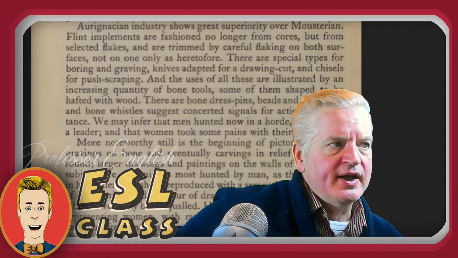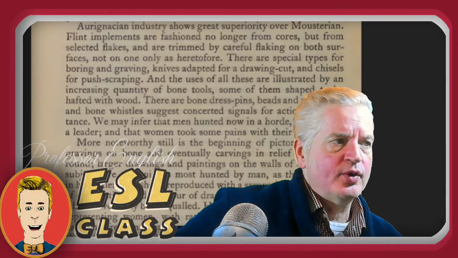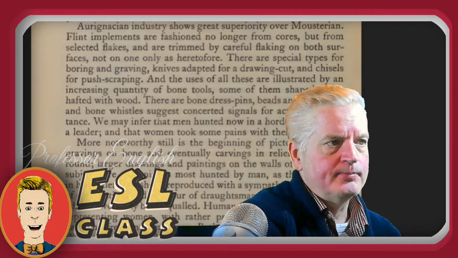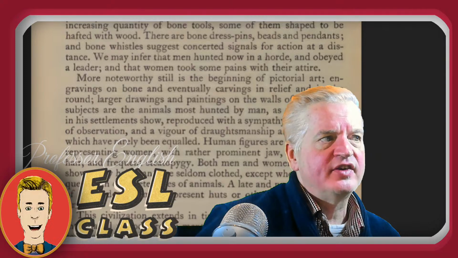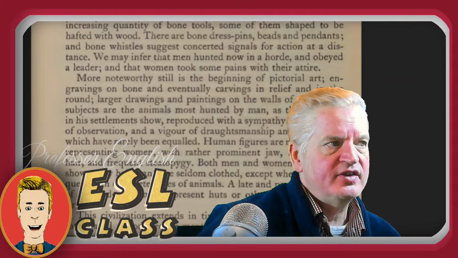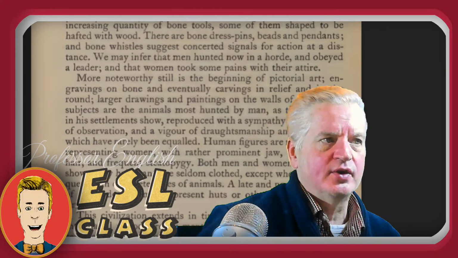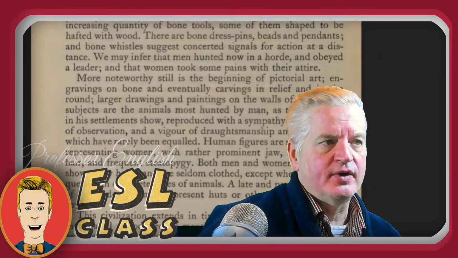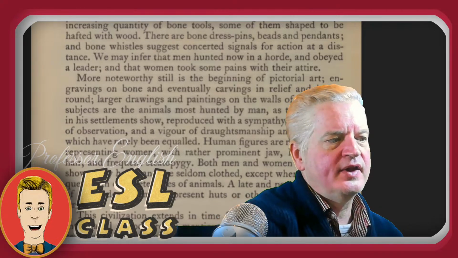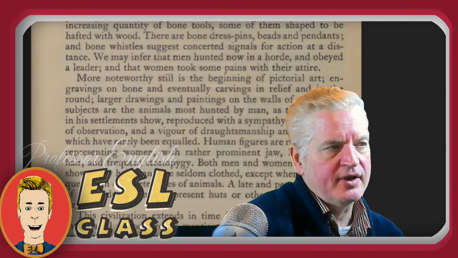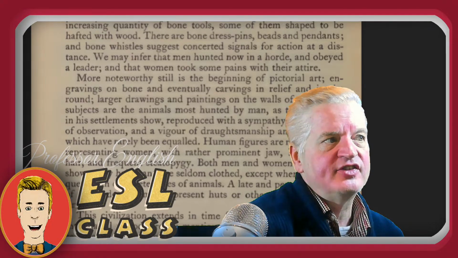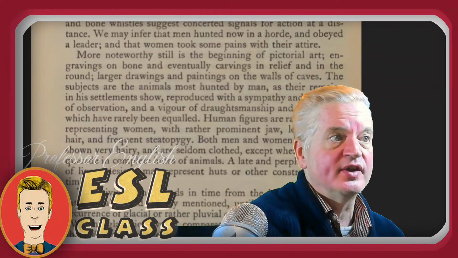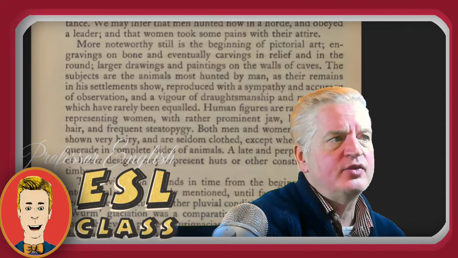There are special types for boring and graving, knives adapted for a drawing cut, and chisels for push scraping. And the uses of all these are illustrated by an increasing quantity of bone tools, some of them shaped to be hafted with wood. There are bone dress pins, beads and pendants, and bone whistles suggest concerted signals for action at a distance. We may infer that women took some pains with their attire. So the Aurignacian people were more advanced. They made better tools, and they even made nicer decorations for women to wear to make them look prettier.